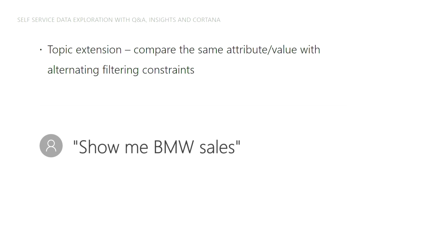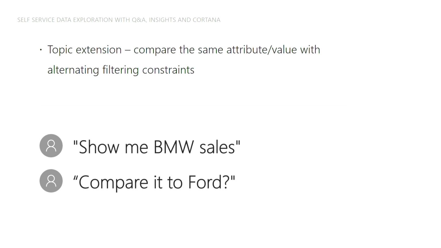Another capability is topic extension. In some cases we just want to compare one attribute with another. So in this case, show me BMW sales, and then I can ask, compare it to Ford. And I come up with a whole new question: show me BMW sales compared to Ford. So this is about analysis in context, having the ability to ask follow-up questions and to have a real conversation with the data.